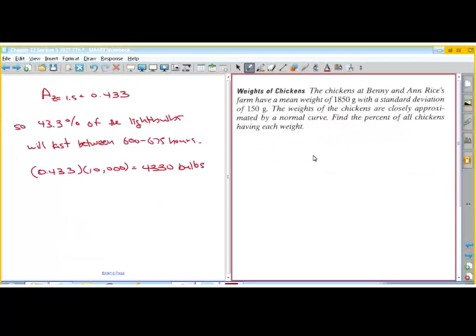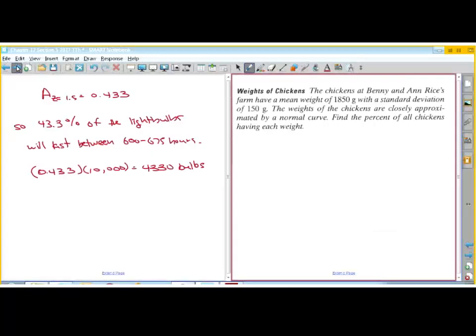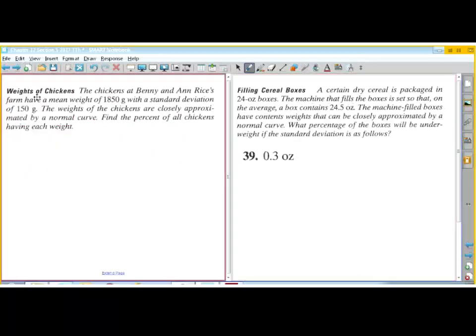Okay, next one. Chickens. So we have weight of chickens, chicken farmers. The chickens at Ben and Ann Rice's farm have a mean weight of 1,850 grams with a standard deviation of 150 grams. The weights of the chickens are closely approximated by a normal curve. Find the percentage of all chickens having each weight. Okay, so there must be a second part to this because I don't see anything. Oh, well, I'm going to make something up here.